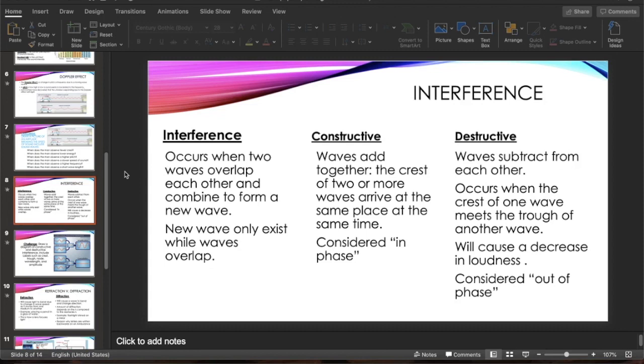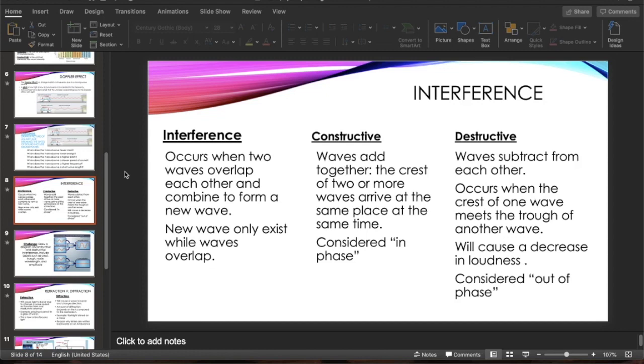arrive at the same place at the same time, and then they're considered in phase. Destructive is when waves subtract from each other. That occurs when the crest of one wave meets the trough of another wave, and that will decrease the loudness. That's considered out of phase.